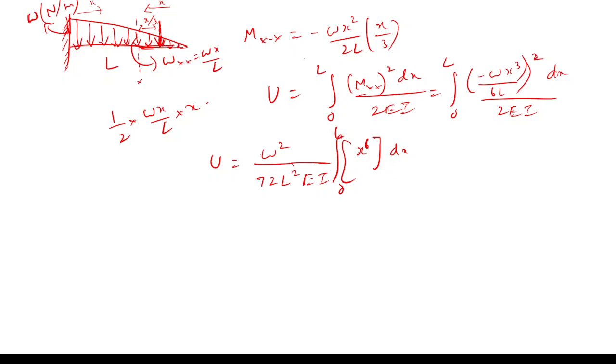Is what I have written correct? Yes, sir. When I integrate this, x power 7 divided by 7, 0 to L. So 72 sevens are 504. It will be w square L power 5 divided by 504 EI.